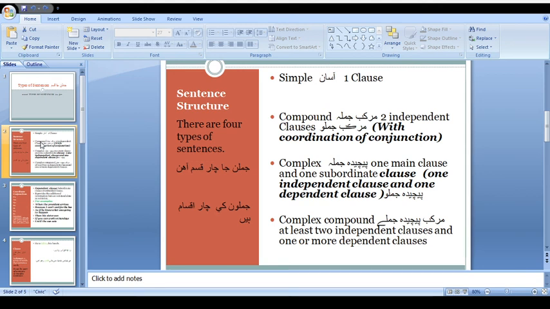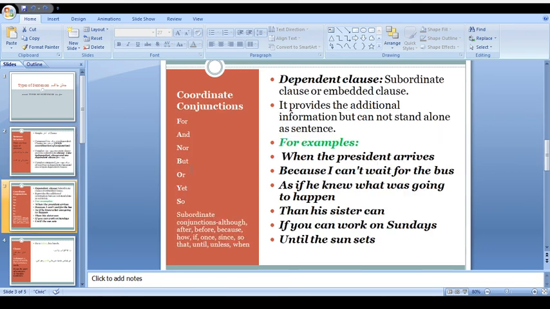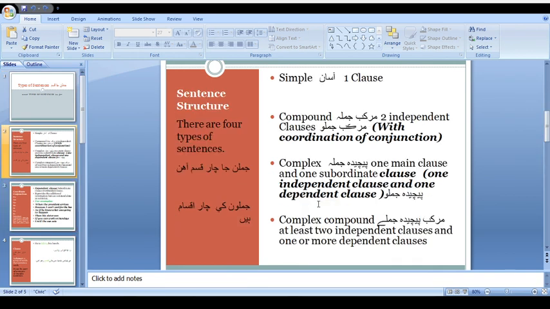So simple is consisting of one clause, whether or not it gives us a complete meaning. Yes, I give you the example. Compound sentence consisting of 2 independent clauses which will be coordinated through coordinating conjunctions like but, yet, so, and what we call the others, you can see here, nor, or. Another we discussed is complex sentence which is consisting of one main clause which gives the complete meaning. Another one is a subordinate clause which is nothing without the independent clause, okay.